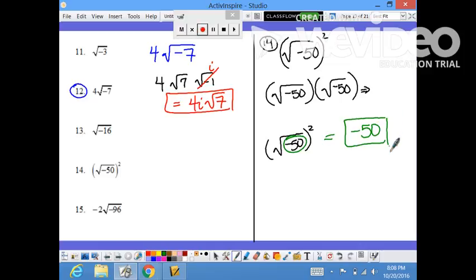Why are we doing so much work? Don't do more work than you need to. So the answer was negative 50.